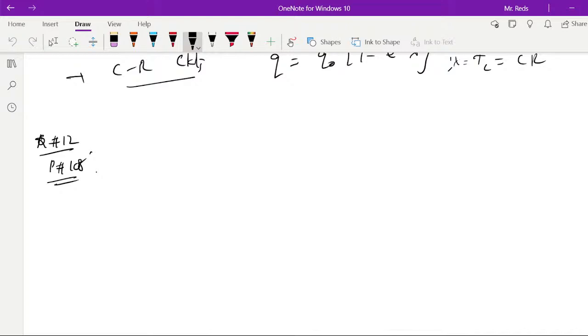So how to calculate this? Let us see question number 12. There is a loose wire, not a stiff wire, in which a current I is flowing in the clockwise direction. Now if you keep this wire in a uniform magnetic field, it is observed that it takes the shape of a circular loop.